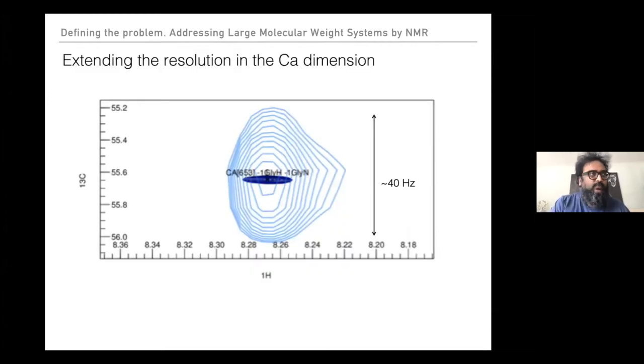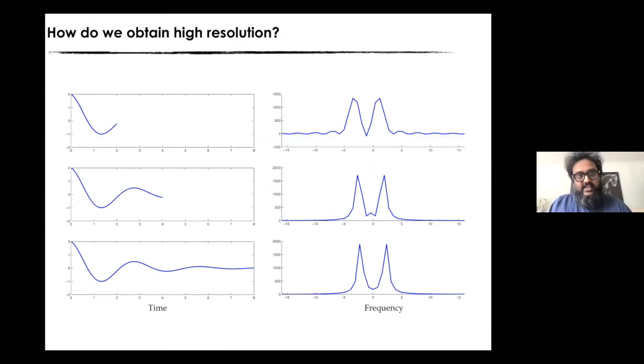So we started off with a very simple question: can we extend the resolution in the C alpha dimension of an HNCA spectrum, thereby mitigating some of the problems that happen with degeneracy? Now, how do we extend the resolution? It's pretty simple. You just acquire the FID for a little longer. So you get 3 different FIDs. And then, as you can see, as you acquire them for longer and longer, you get better and better resolution.